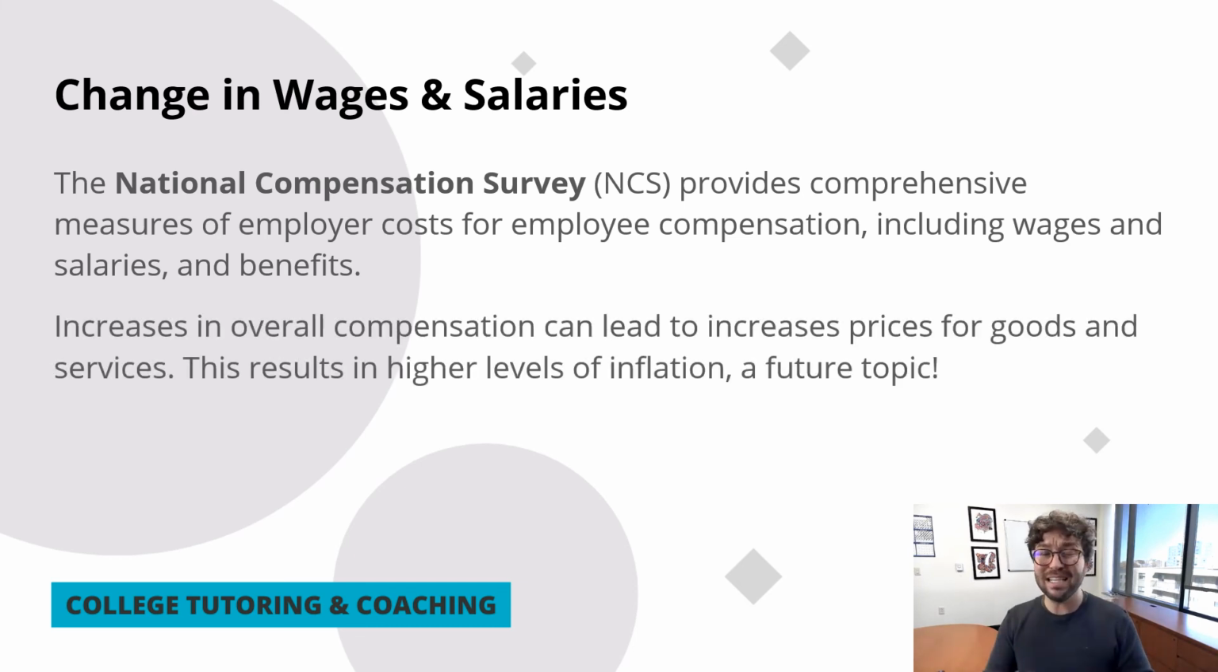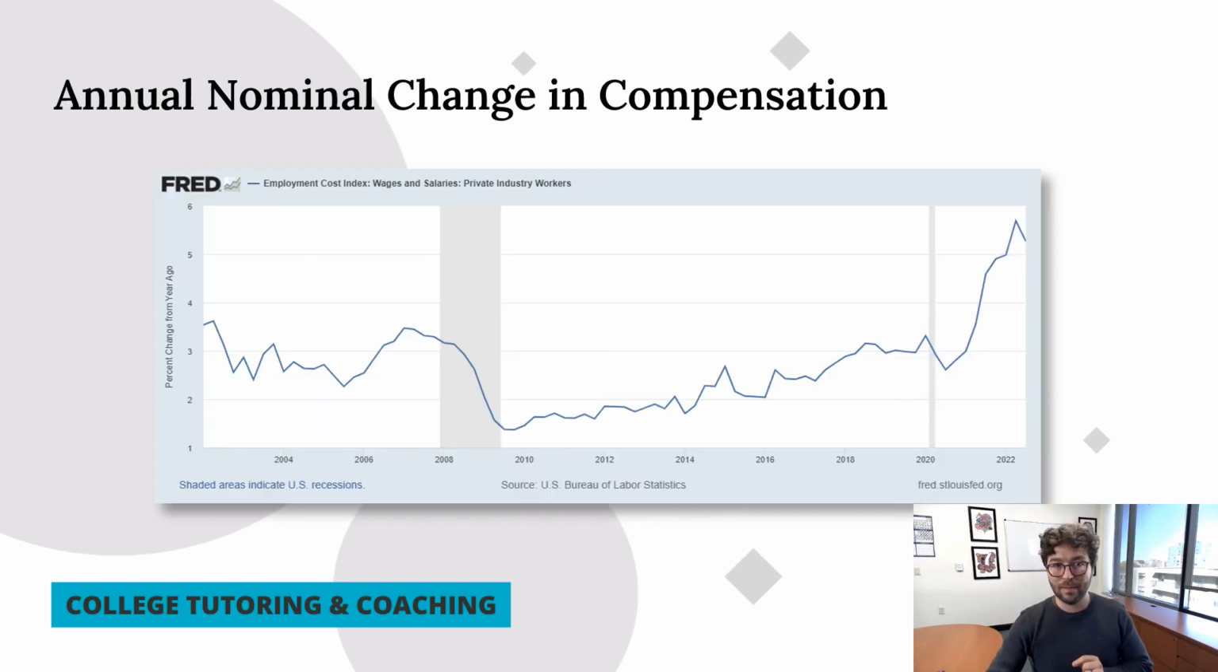And this is important, especially now during the time that I'm recording this, because when we see increases in overall compensation, that can lead to increases in the price of goods and services provided by the business, because labor is a huge input cost to most businesses. And this, of course, is going to lead to higher levels of inflation, which is a future topic that we'll cover. So how have prices changed over the past year?